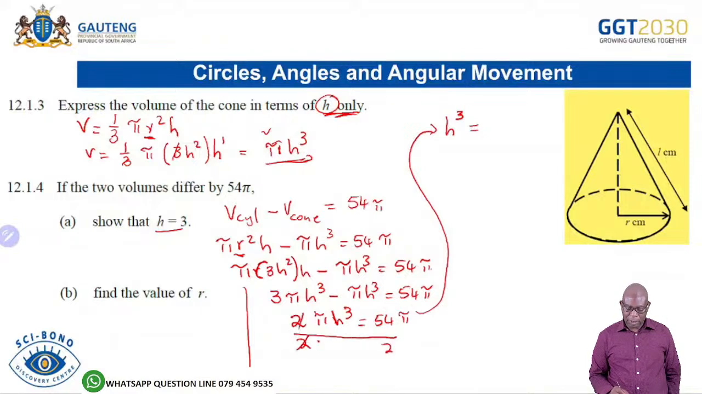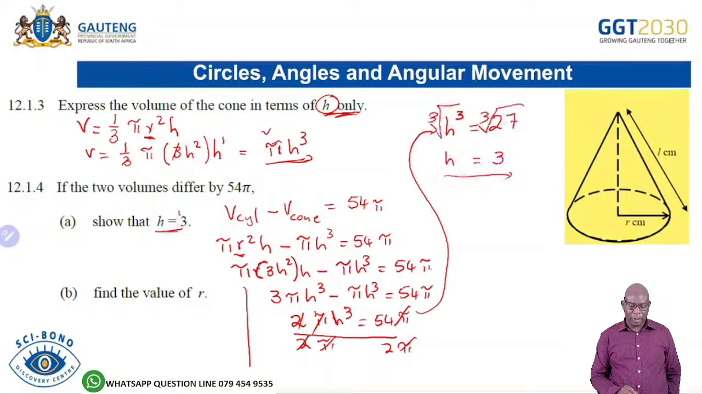So the 2 cancels out, the pi cancels out, and the pi cancels out. I'm going to get this equals to 27. And the h, the cube root of 27 is going to be 3. So in other words, I'm going to get the cube root of that, and the h will be equal to 3.